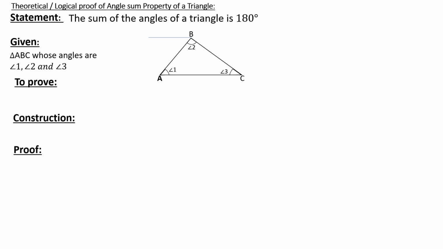Okay. So the next one that comes is to prove. Given means what the conditional clause is. To prove means what the result is. The result clause will be written here. What should we prove? We will have to prove that the sum of the angles is equal to 180 degrees. That is, angle 1 plus angle 2 plus angle 3 equals 180 degrees. This is what we will have to prove.